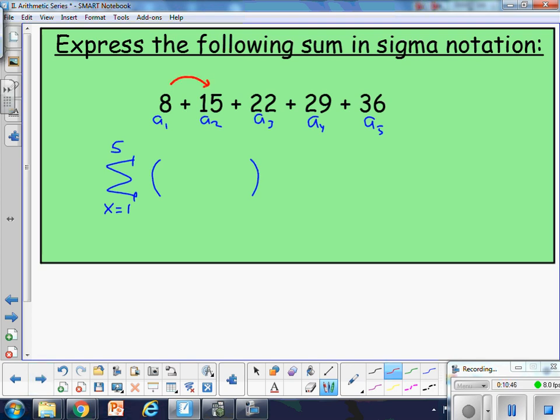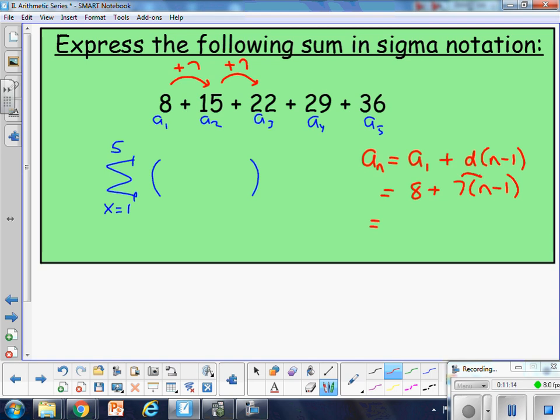The pattern between terms is arithmetic, right? Because we have that common difference of plus 7. So the explicit formula of the sequence, a sub n, if you remember, I'll just write this out as a review, is always a1 plus that common difference times n minus 1. Okay, so for this example specifically, it would be 8 plus the difference is 7 times n minus 1. Okay, and you can throw that right in the parentheses there.